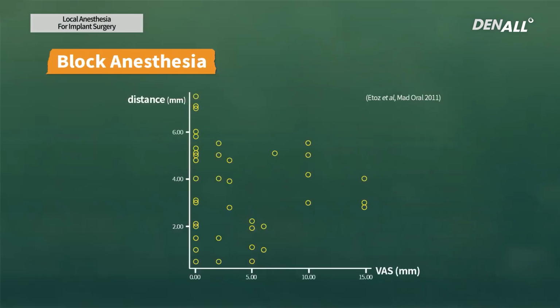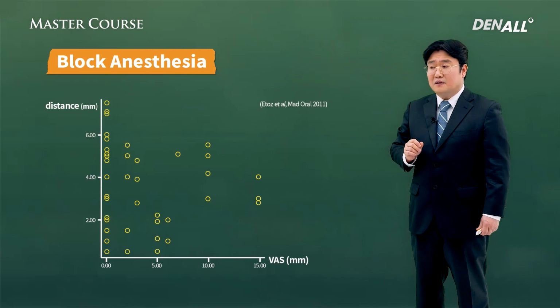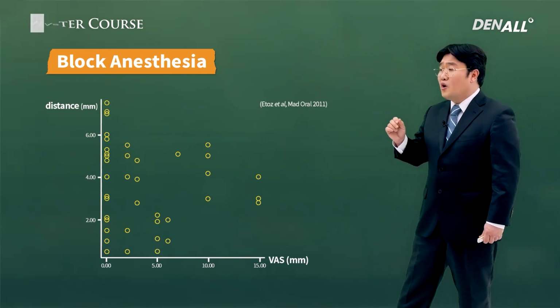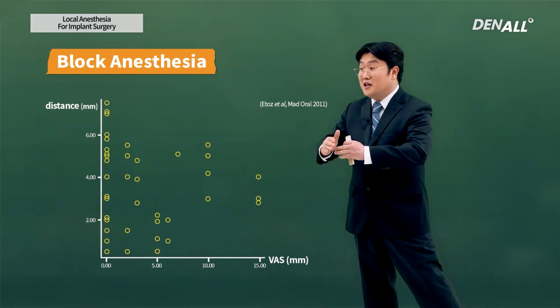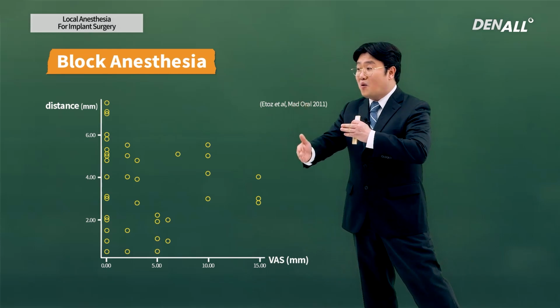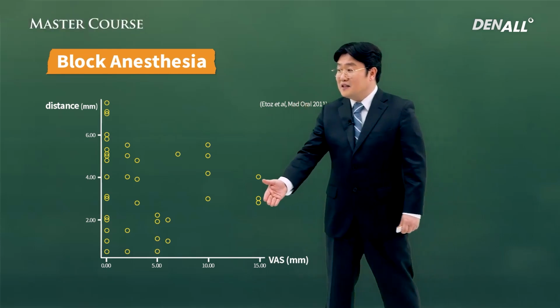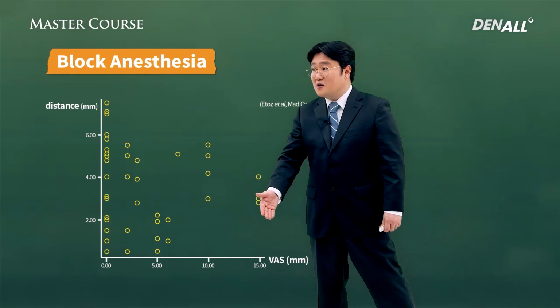Look here, the visual analog scale. When VAS is 0, what happens? The distances 2, 4, 6. So the patient didn't feel anything regardless of the distance. When the distance was very short, with infiltration anesthesia only, the patient could feel everything. One more thing, even though the distance is very far, the distance between the mandibular canal and the tip of the needle, the patient felt 15 on the visual analog scale. What is the distance? The distance is quite large.